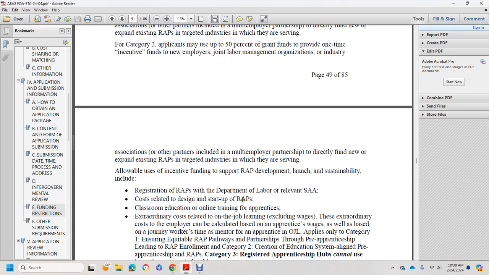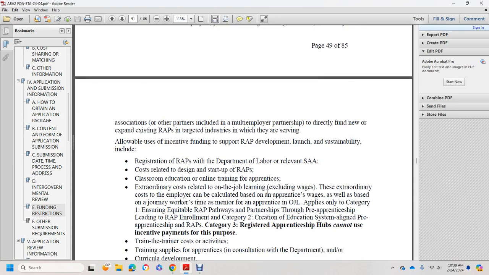Costs related to the design and start of the registered apprenticeship, classroom education, and online training for apprentices. Extraordinary costs related to on-the-job learning, including wages, the extraordinary cost to the employer calculated based on apprenticeship wages, as well as journey workers' time as mentors for an apprentice in on-the-job learning.